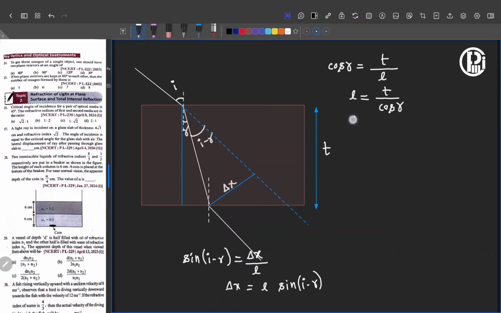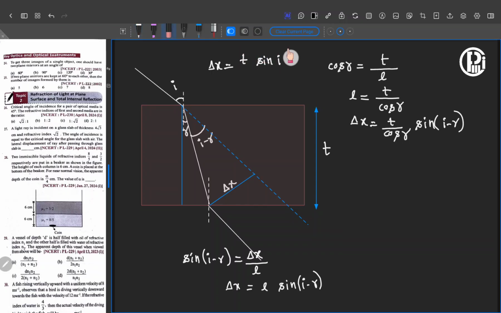If I substitute here, delta x is equal to L, which can be written as T by cos r, into sin(i minus r). Therefore delta x equals T sin(i minus r) by cos r. So this is the lateral shift formula.